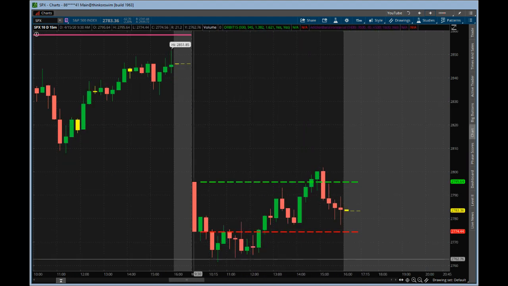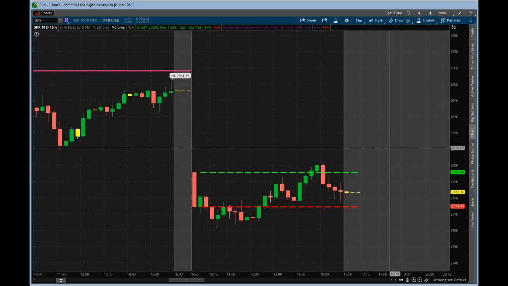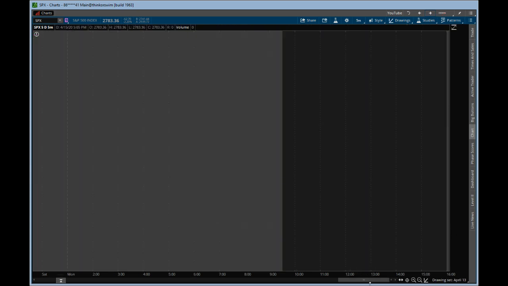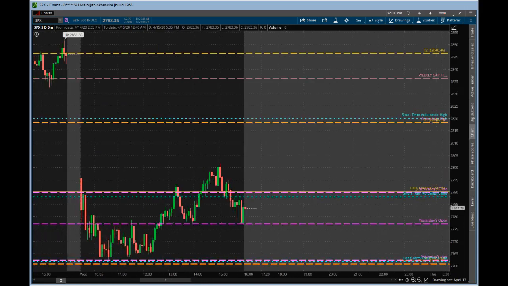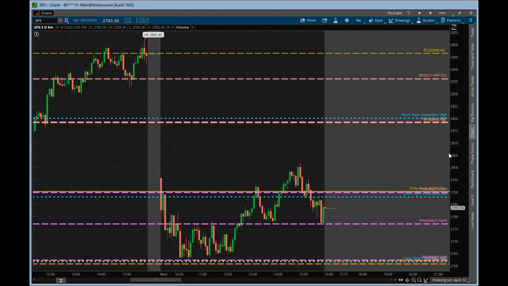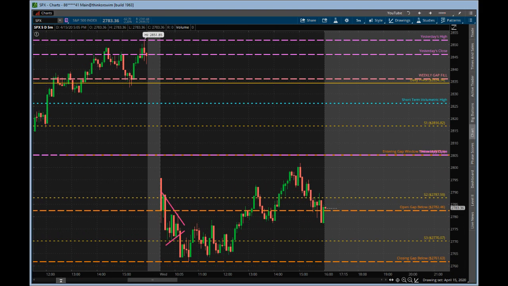We worked our way out. We just chopped around, right? We stayed in the 15 ORB range today. So a bit of a choppy day, but here are the levels that we provide to our members before each market open. So let's get those pulled up here for April 15th.